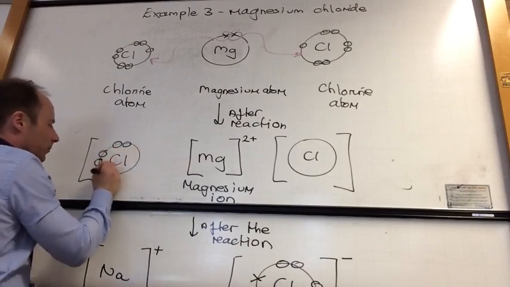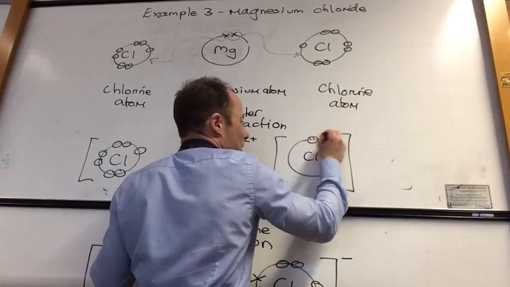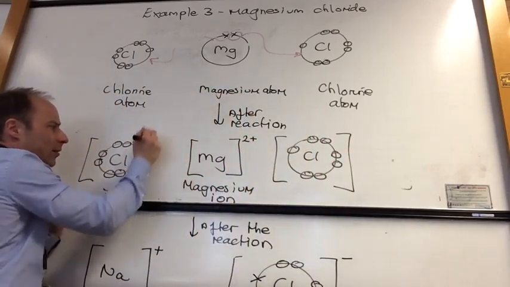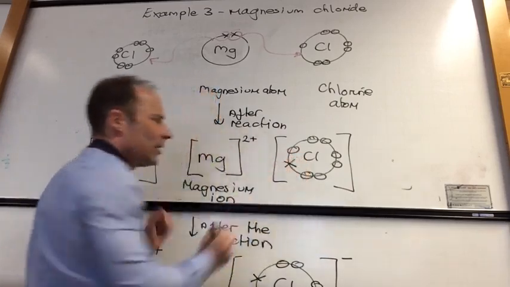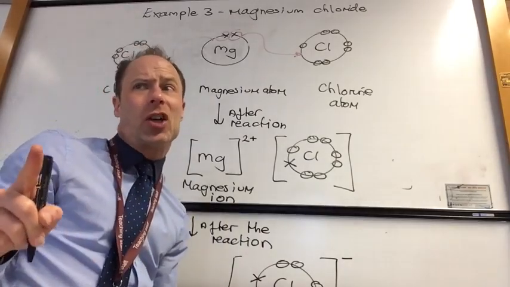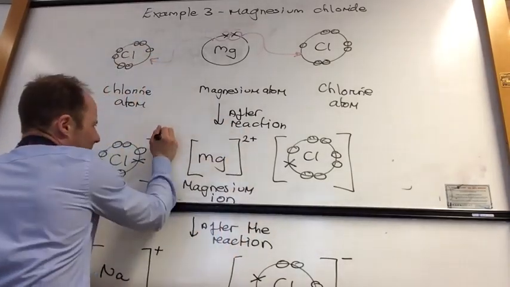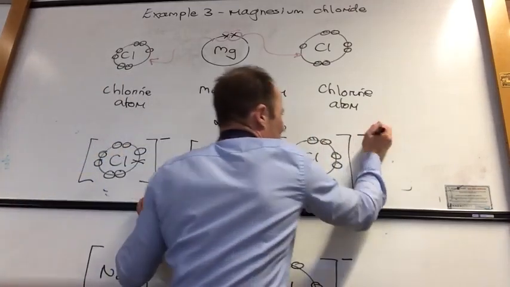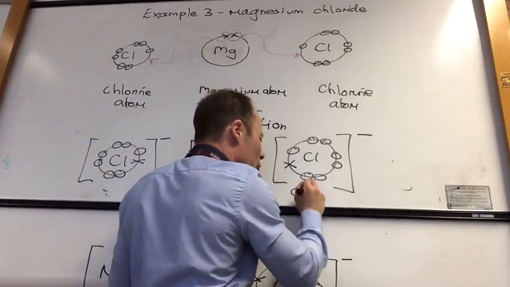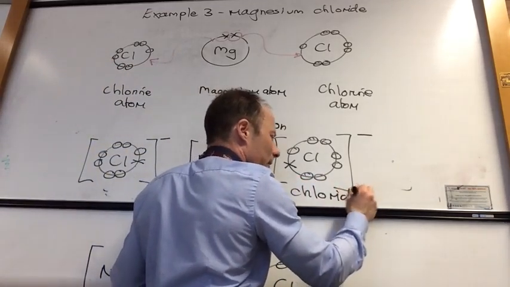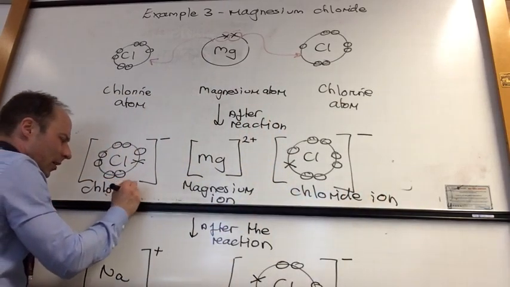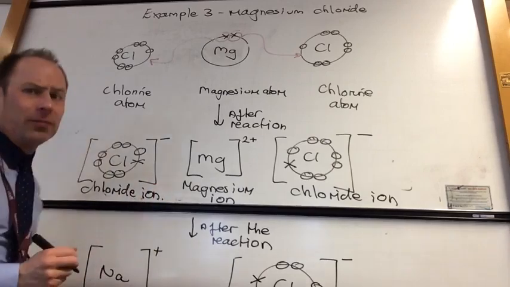So we draw them on like so. 1 cross has gone here and 1 cross has gone there. They each gained 1 negative thing. So what's going to be the charge? It's going to be negative, 1 negative on either side. So this is a chloride ion, and this here is a chloride ion, like so.